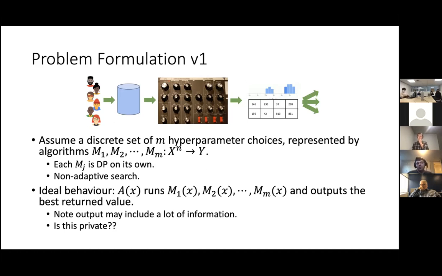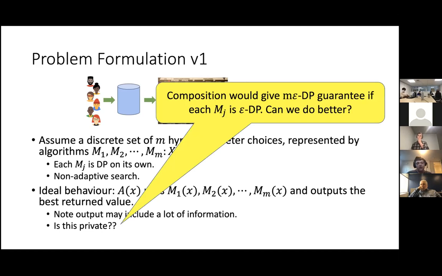So the obvious question now is, is this private? Is this a good approach? As I mentioned earlier, if I just ran the composition over these M algorithms, I would get that this algorithm A is M times epsilon differentially private. So the question is, can we do better than that? Because in practice, M could be reasonably large, and we don't want our privacy parameter to blow up that much. Any questions?